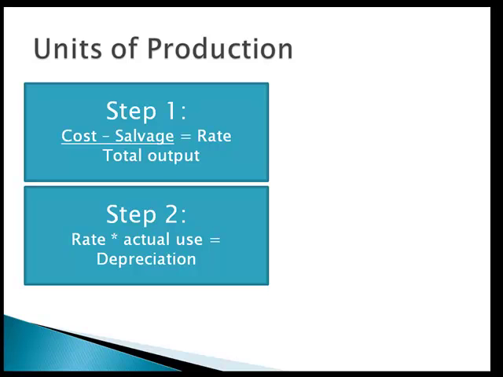For example, a copier. We would take the cost minus the salvage over the total output that we expect to get out of the copier. Let's say it's 5 million copies. That would give us our rate. Then each year we would take our rate and track the, I think it might be called an odometer, the little tracking system on the copier that tells us how many copies we use that year. So we would take the rate times, let's say we copied 1,200,000 copies in the first year. So you take the rate times the actual usage to get your depreciation.